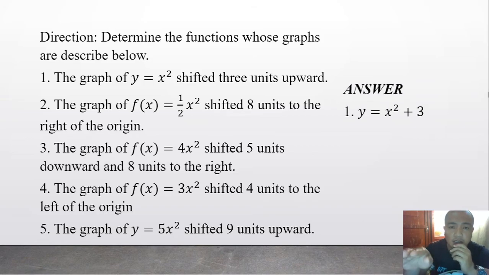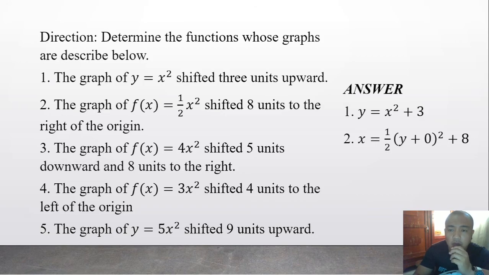X squared plus 3. Okay, upward eh. Pag downward, x squared minus 3. Next, the graph of f of x equals 1/2 x squared shifted 8 units to the right of the origin.